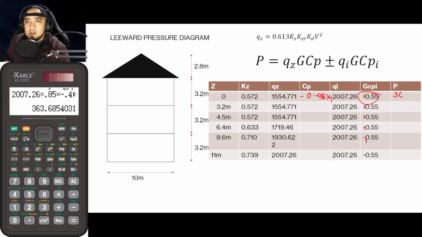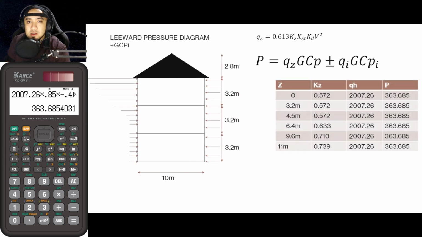363.685. And as you can see, guys, this is now a positive value. And a positive value means that it is a direct pressure.